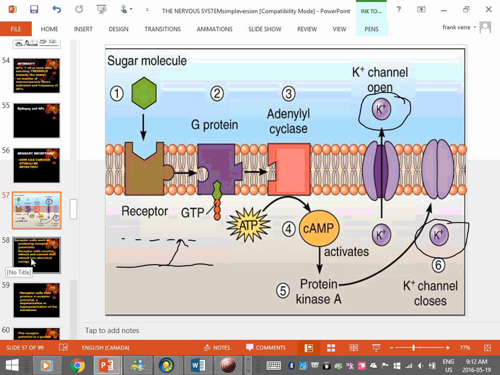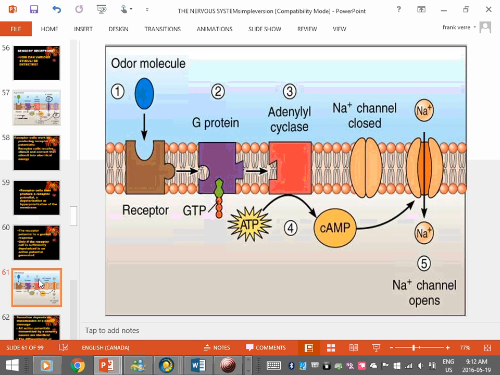So this is how this receptor works. But let's take a look at another receptor. Let's take a look at the odor molecule and how it's detected. It looks similar, right? You can see here, a receptor. Here's the odor molecule, interacts with the receptor. But the difference is we're not affecting the potassium channel. We're affecting the sodium channel.